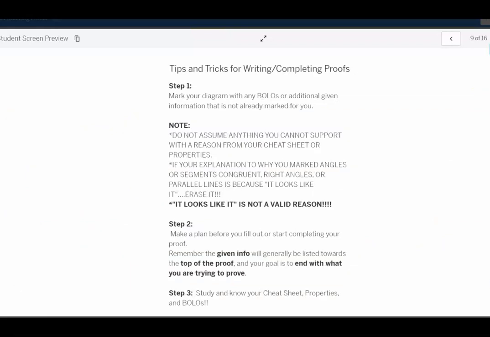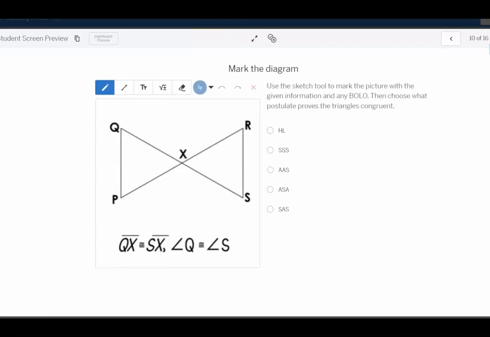All right, here's some tips and tricks. You can read this yourself. Some tips and tricks for completing and writing proofs. Go ahead and pause the video if you want to read it. All right, so all of these next few slides, I want you to go ahead and pause. You're going to complete all of these mark the diagram slides. See if you can do it on your own, and then you're going to pause and come back.